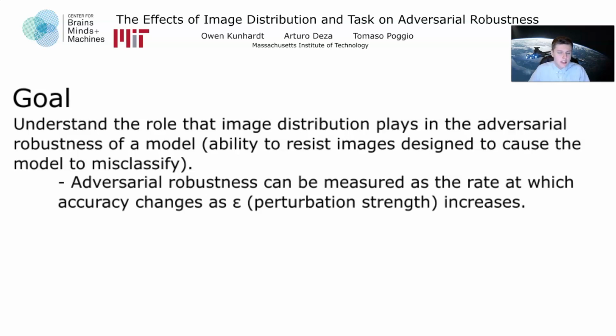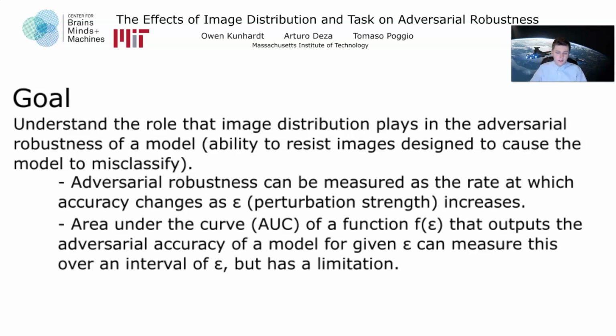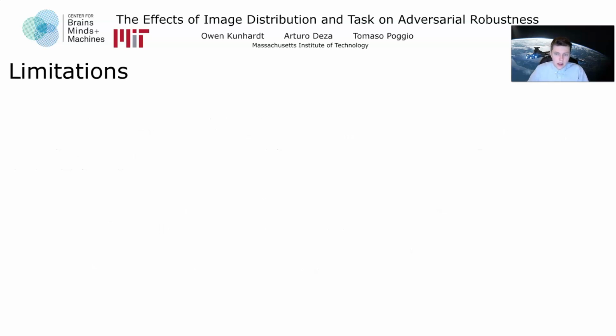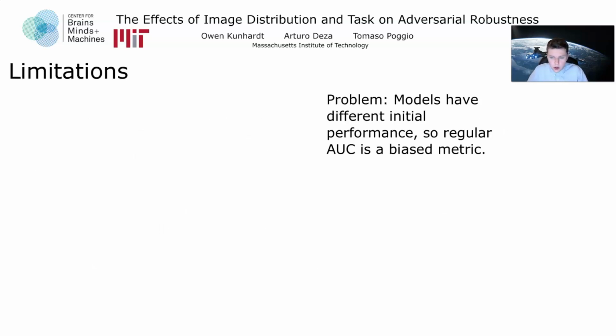And so adversarial robustness can be measured as the rate at which accuracy changes as epsilon, the perturbation strength, or how much we change that adversarial image, increases. So the area under the curve of a function f of epsilon that outputs the adversarial accuracy, or how our model performs on these adversarial images for some given perturbation strength, can be taken over some interval of perturbation strengths. But this has a limitation, and that is that models have different initial performance, so regular AUC is a biased metric.